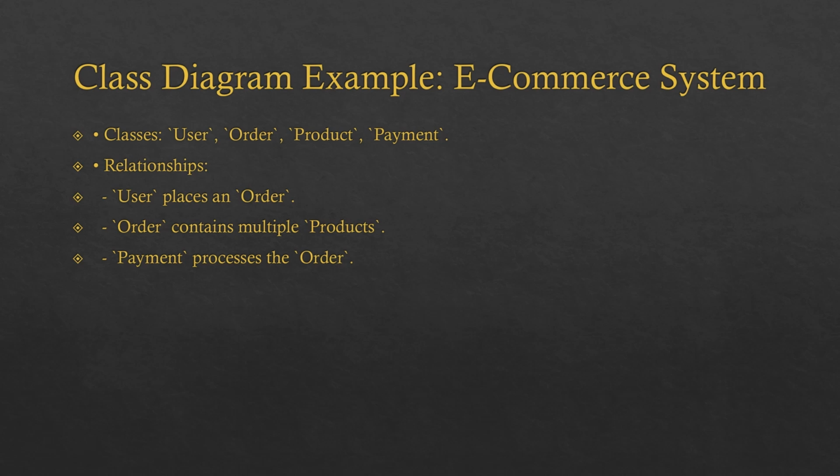Here's an example of a class diagram for an e-commerce system. We have several classes: user, order, product, and payment. The user class might have attributes like name and email, while the order class would include attributes like order ID and order date. Relationships between these classes show that a user can place an order, an order can contain multiple products, and payment is processed for each order.